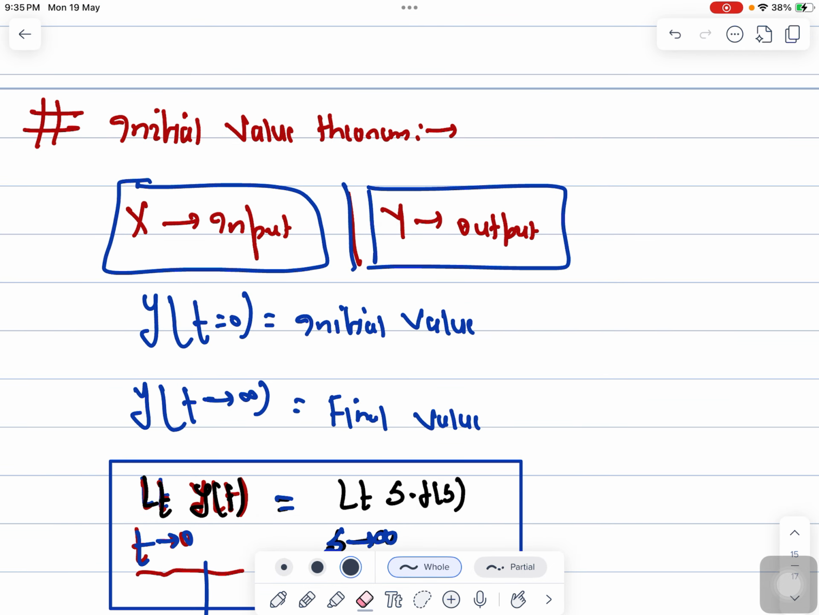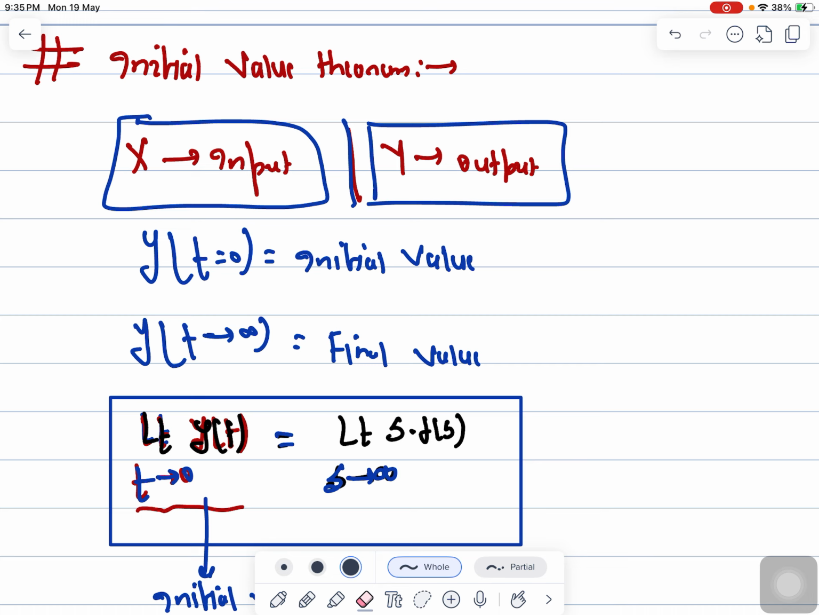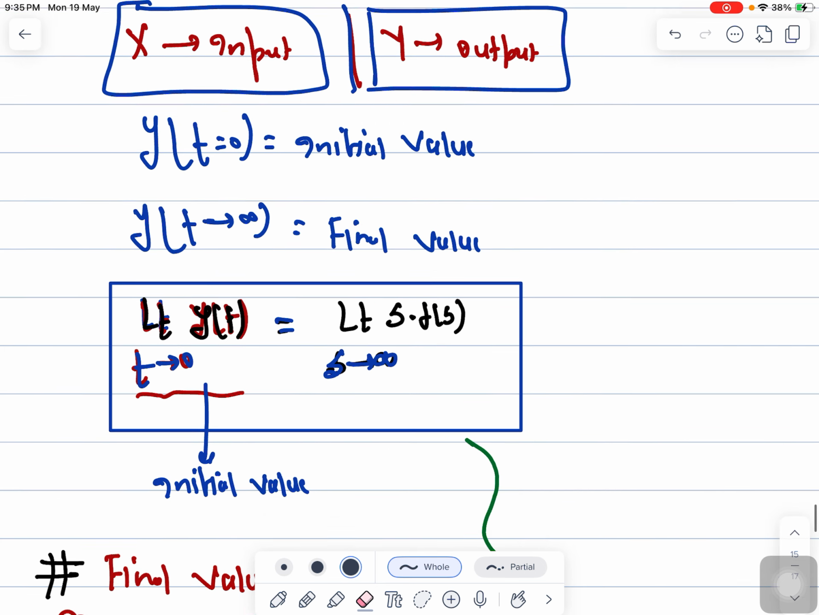After that I started the discussion regarding the initial and final value theorem. That is a very important concept for process dynamics and control in chemical engineering. Let's say we have input denoted as x and output as y. If I want to calculate the initial value of output, that is y t tending to 0, that is called the initial value, and the final value can be written as y t tending to infinity.